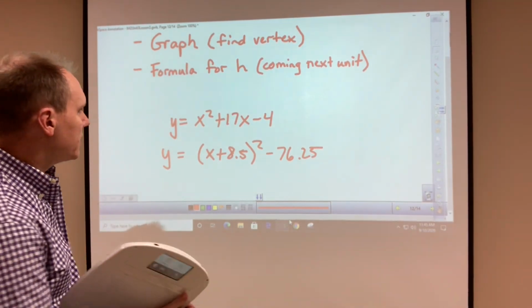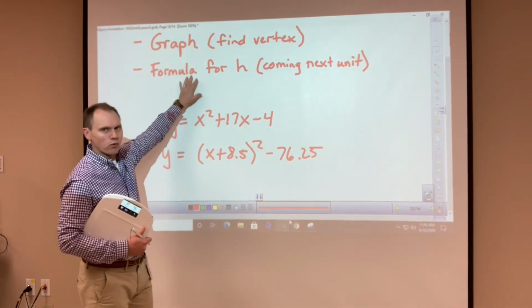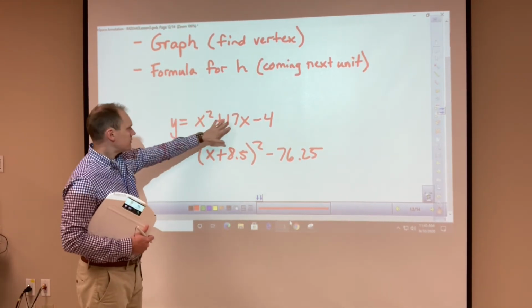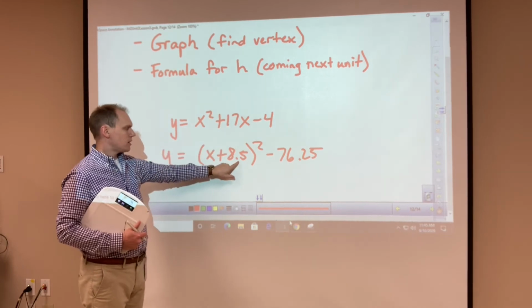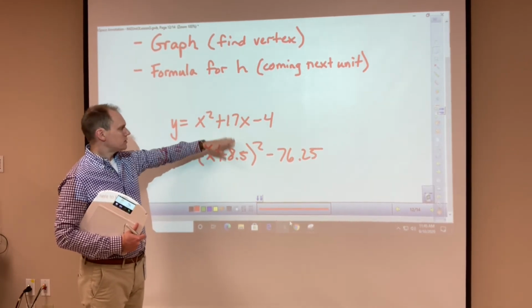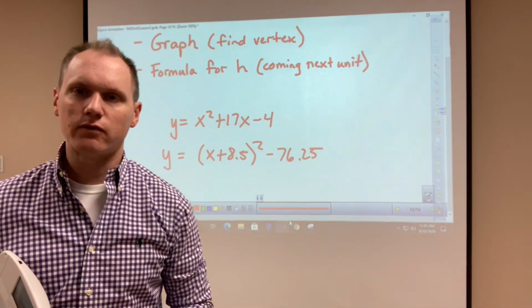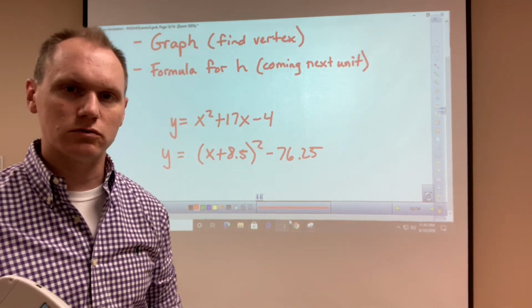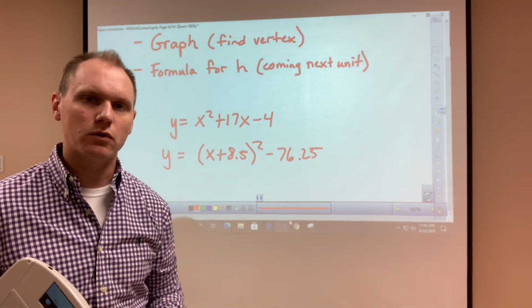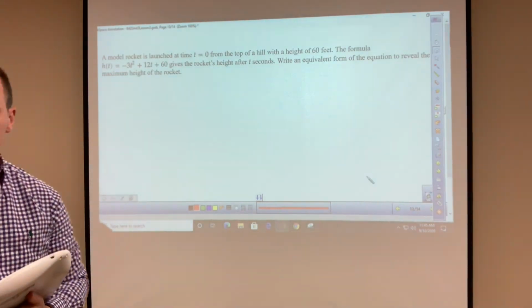In the next unit, we're going to talk about another strategy. There's actually a formula that you can use to get from here to the h value. We're not quite ready for it yet, but in our next unit, we'll talk about a formula that can be used to get h really quickly from standard form.